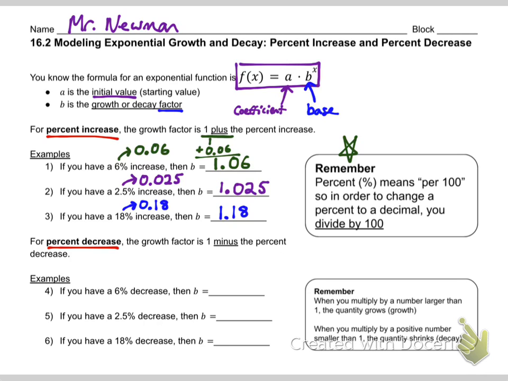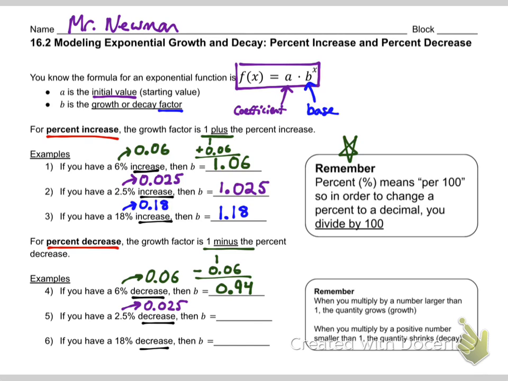Now, for percent decrease, it's a little bit different. Instead of adding, we're going to subtract that percentage from 1. So it's 1 minus the percent. Notice these are all increase questions. The only thing I changed was change these to decrease. So 6% is still 0.06. 1 minus 0.06 is 0.94. So 0.94 is the growth factor or decay factor when we have a 6% decrease.